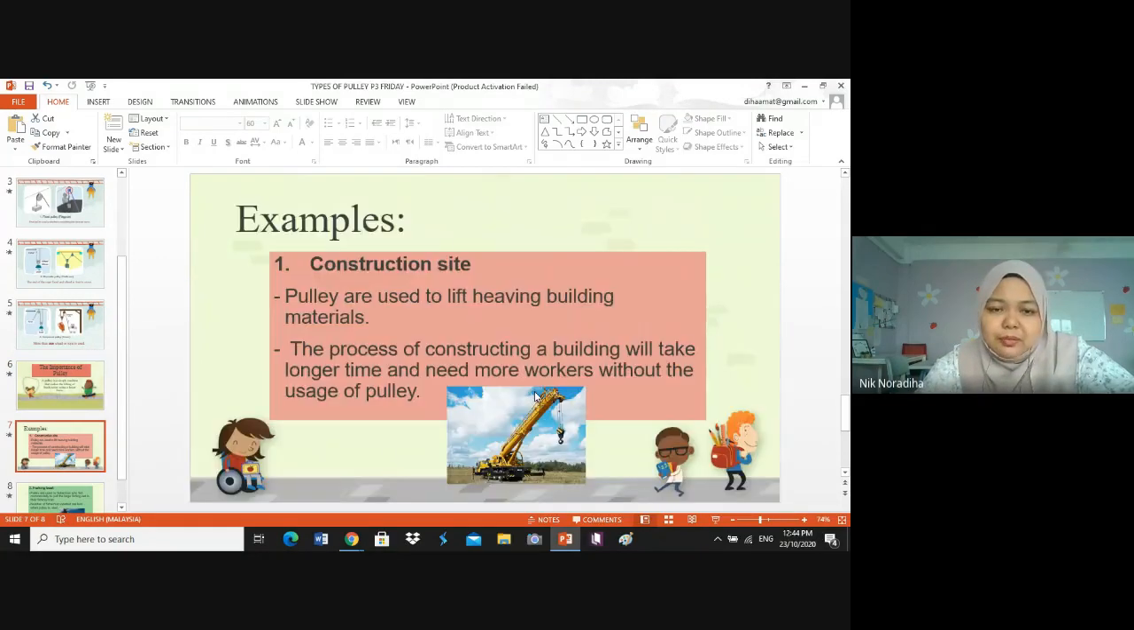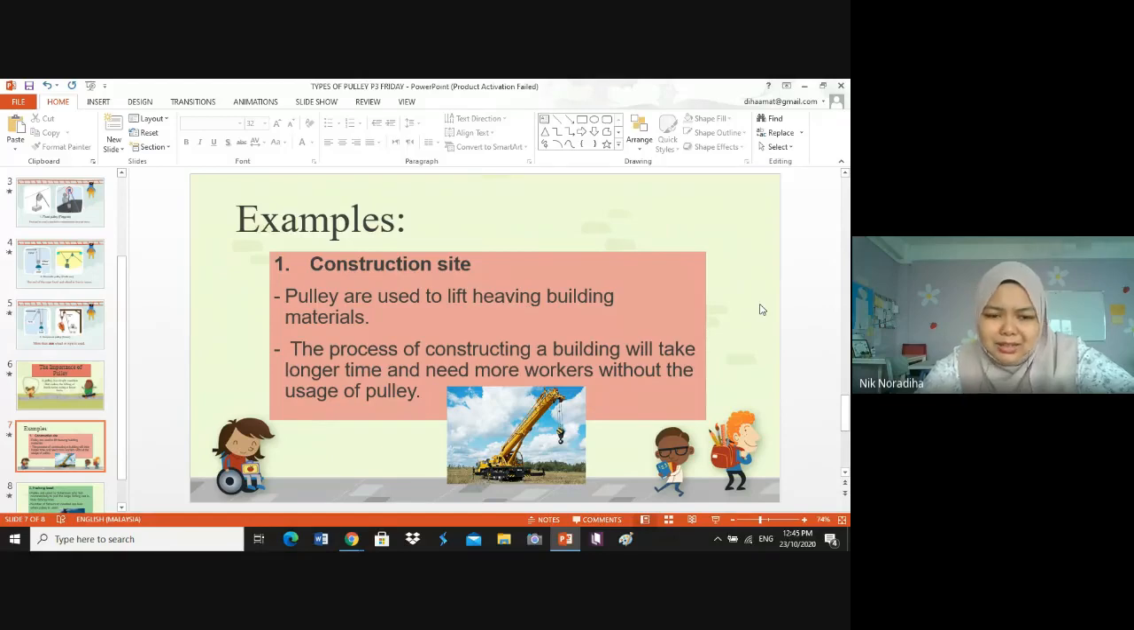All right. So, for example, I've been showing you this before, at the construction site. Pulleys are used to lift heavy building materials. Teacher already asked you before whether the building materials are heavy or light, and most of you answered the building materials are heavy, so it's impossible for the construction workers to lift them on their own. So that's why they need a crane, which uses a pulley to lift the building material.